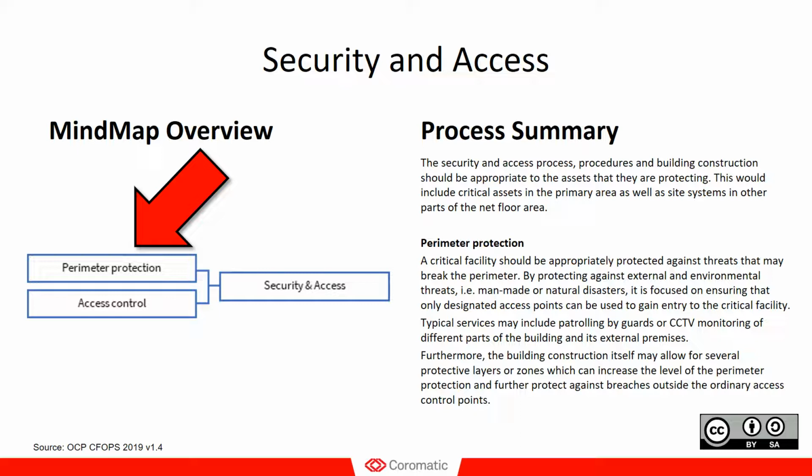Passive measures are the construction measures for the facility, for example, the thickness of walls and the resistance to earthquakes and so forth, whereas the active perimeter controls are based on, for example, patrols that monitor anything that happens, or you have CCTV controls around the building and perhaps the fences.